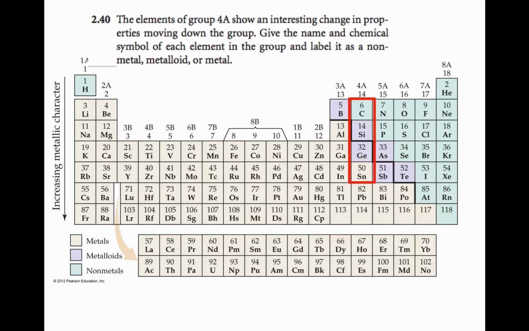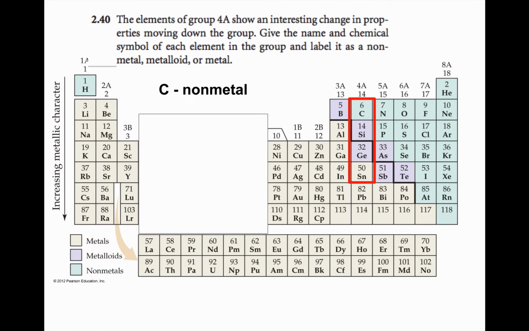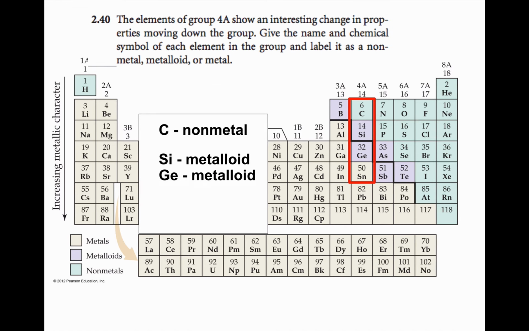So as I run down group 4A, starting with carbon, I'm definitely on the non-metal side of the line. So carbon's a non-metal. Silicon kind of straddles the line. So if you're straddling the line, are you metal or are you non-metal? We put you in this category of metalloid, which means that you're not quite a non-metal, you're not quite a metal. Same with germanium. But tin, definitely below the line, so tin falls into that metal category. If you're on the right-hand side of the line, you're a non-metal. If you're on the left-hand side of the staircase, you are a metal. If you're straddling the line, you're considered a metalloid.